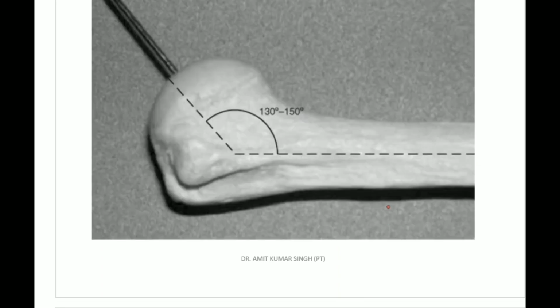So if you see here in this image, one line is going to come from the center of the humeral head and neck, another line will be on the longitudinal axis of the shaft of the humerus, where these two lines are going to coincide with each other. On the medial side, they will be forming an angle. That angle is known as the angle of inclination, and the normal value ranges from 130 to 150 degrees.